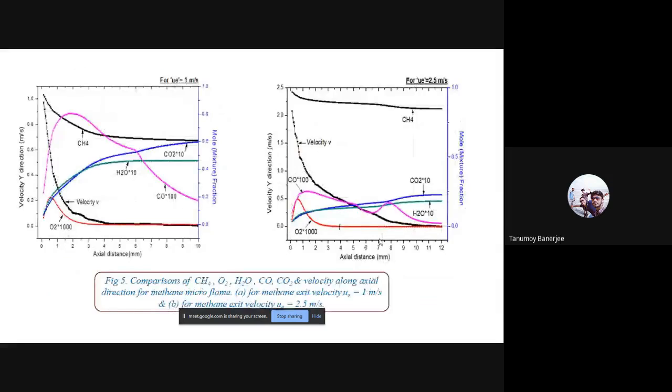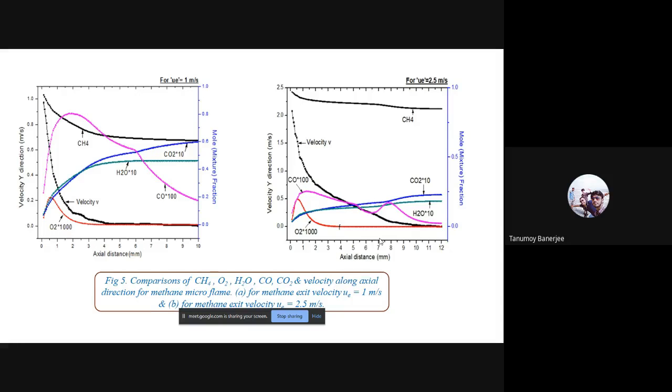Next, we have done a comparison of species, the separate species that are getting formed in the numerical domain. It is also done for two different flow velocities, 1 meter per second and 2.5 meters per second. On the CO curve, the carbon monoxide curve, we can see in the left figure as well as in the right figure that there are two peaks arising in the carbon monoxide curve, which shows that there are two combustion zones in the numerical domain.